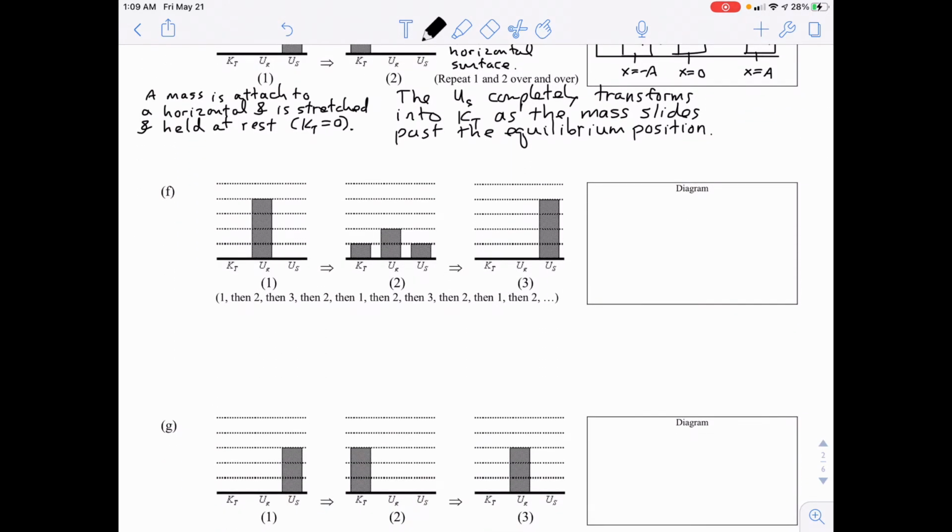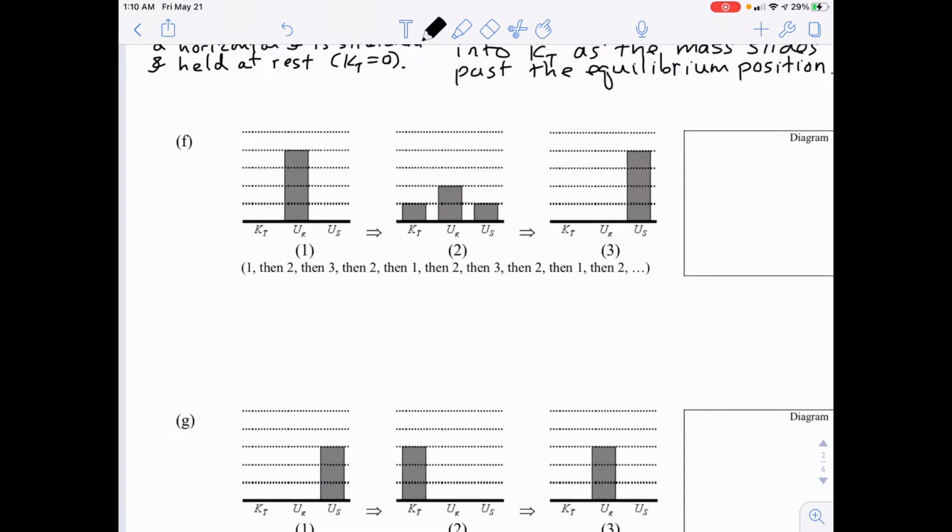In part F, we appear to be starting with gravitational potential energy, so the object is starting with some height. But again, if we look at the clue here, it's saying 1, then 2, then 3, then 2, then 1, then 2, then 3, then 1, then 2. It's going like this. 1, 2, 3, 2, 1. This is some sort of oscillatory system too, but it involves a spring. So since it involves a spring and changing gravitational potential energy, we are talking about a vertical mass spring oscillator.